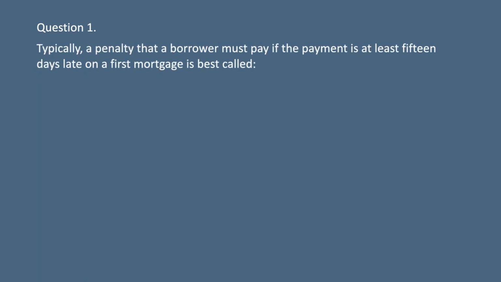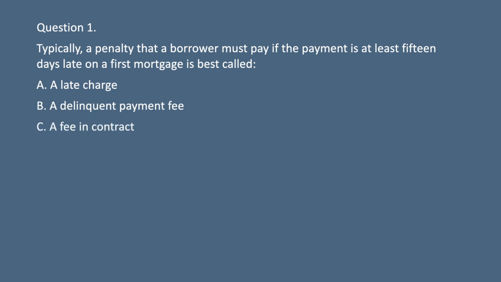Question 1. Typically, a penalty that a borrower must pay if the payment is at least 15 days late on a first mortgage is best called A. A late charge. B. A delinquent payment fee. C. A fee in contract. D. A penalty in date.